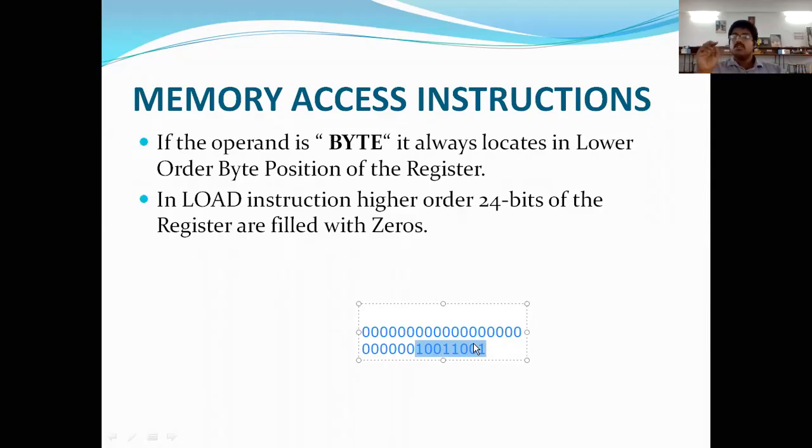Okay, so that's what he is trying to explain. 8 bits are going to be filled. The rest 24 bits are going to be filled with zeros.